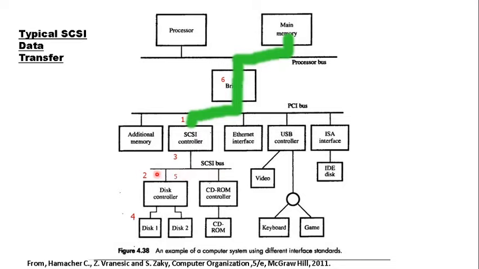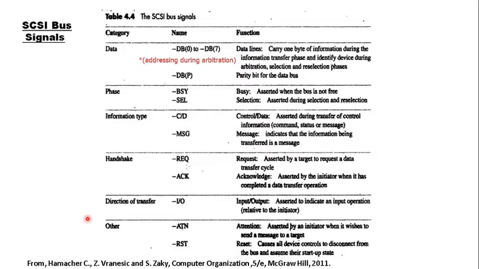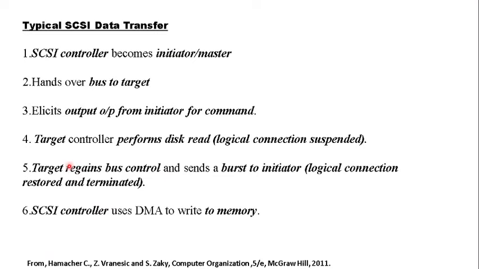It is not advantageous for the system as a whole to reserve this bus for the entire transaction. So meanwhile the controller is going and fetching the required sectors to constitute a burst of transfer, this bus can be temporarily given to others. The SCSI controller will instruct the disk to read some sectors, and meanwhile it will suspend its authority over the bus. That happens in step number 4: the target controller performs the disk read, so the logical connection is suspended.